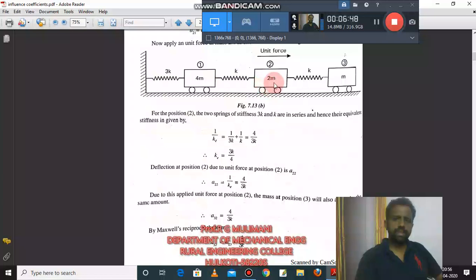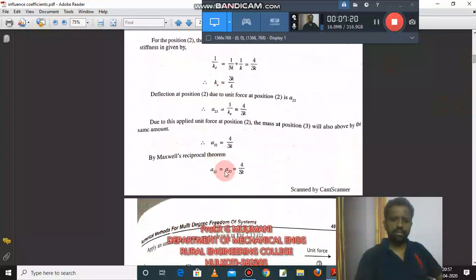So what is the displacement at mass 2? It is A22. Okay, A22 is equal to A32. The displacement when the force is applied at mass 2, the same displacement will take place at mass 3. A22 is equal to A32. A32 is equal to A23. So by finding this displacement when the unit force is applied at mass 2, you will get 3 influence coefficients: A22, A32 and A23.